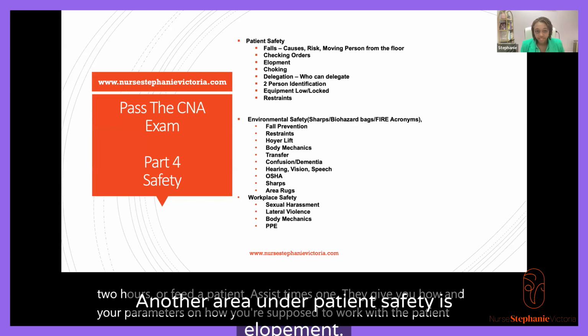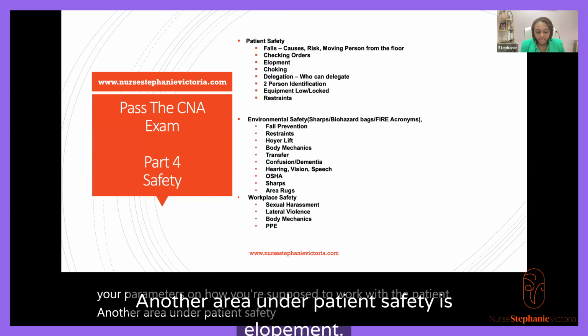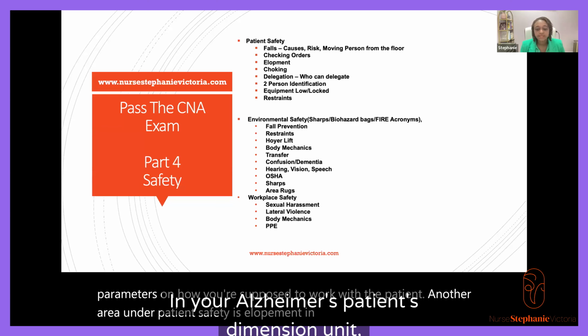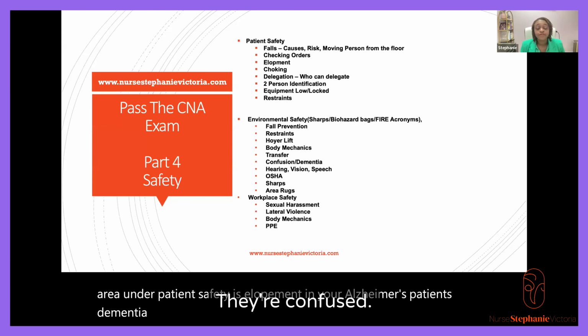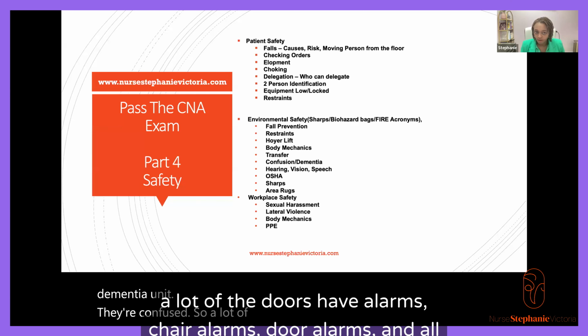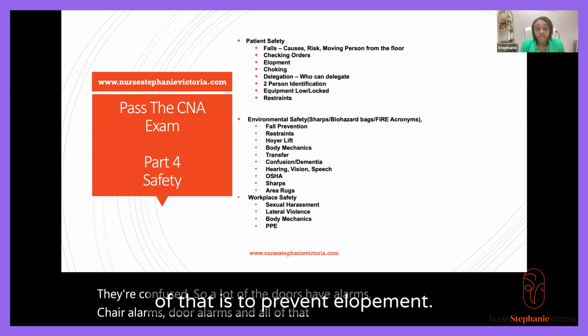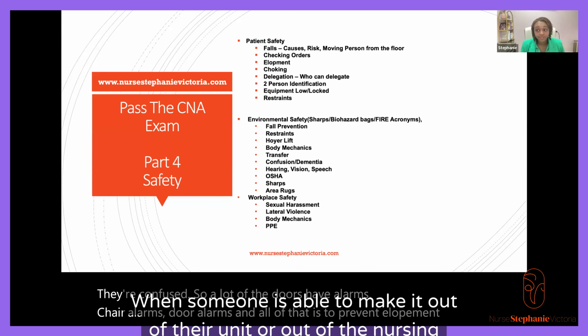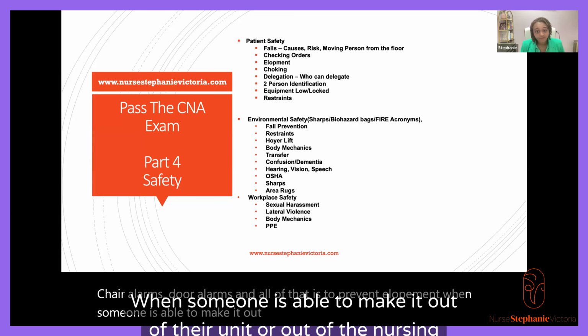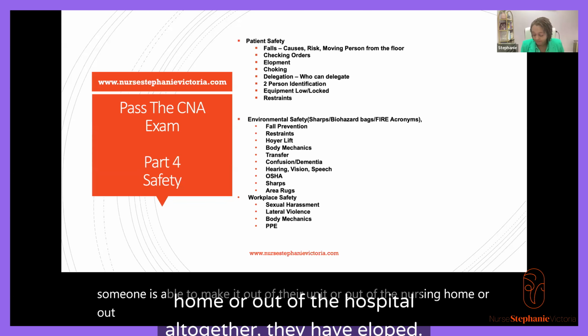Another area under patient safety is elopement. In your Alzheimer's patients' dementia unit, they're confused. So a lot of the doors have alarms, chair alarms, door alarms, and all of that is to prevent elopement. When someone is able to make it out of their unit or out of the nursing home or out of the hospital altogether, they have eloped.